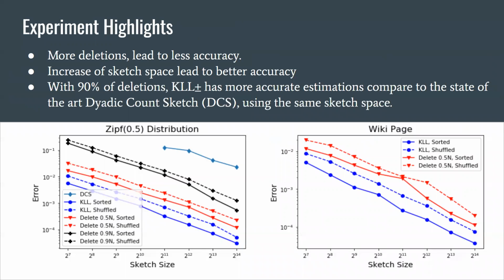Some experiments highlighted that more deletions lead to less accuracy. But we can increase the sketch space to tolerate those deletions. Essentially, increasing space leads to better accuracy across all different data distributions. And note, with 90% of deletions, KLL plus minus still has more accurate estimation compared to the state-of-the-art dyadic count sketch, when both sketches use the same space.